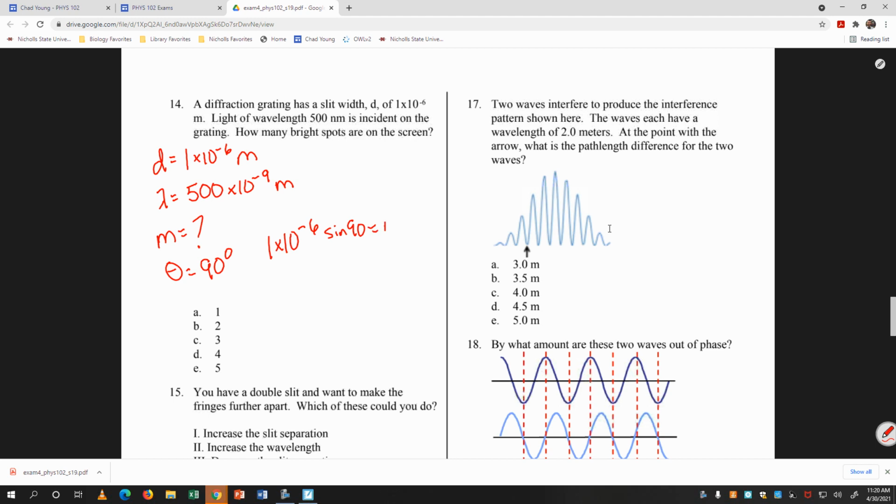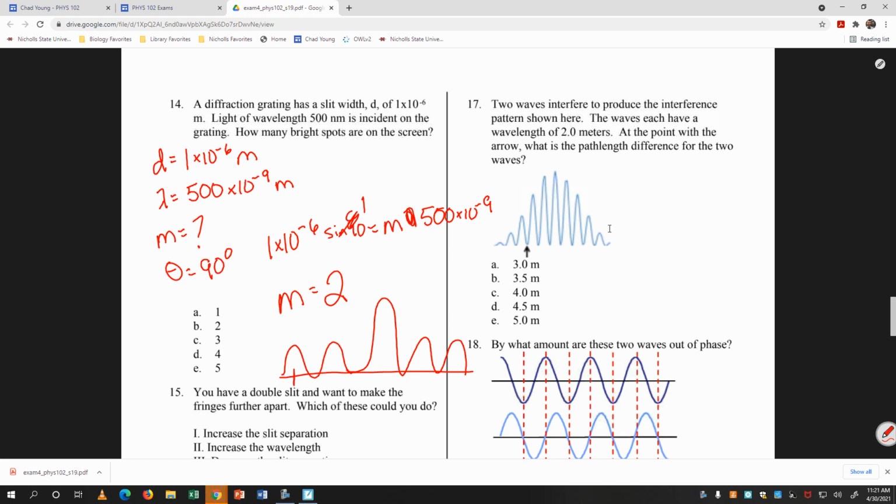Is equal to M, that's what I'm looking for, times lambda, which is 500 times 10 to the minus 9. And then I solve this for M. M is going to be 1 times 10 to the minus 6 divided by 500, that's equal to 2. Okay? If that's equal to 2, that means that my diffraction pattern looks like this.